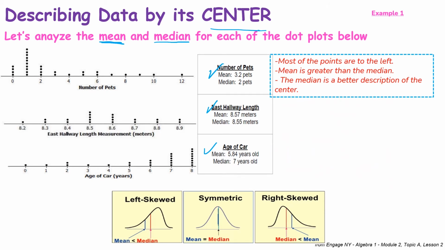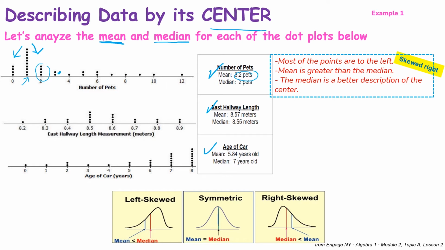Most of the points for this first graph are to the left, so we can see that right here. It's to the left. The mean is greater than the median. The mean is 3.2 and the median is 2. Therefore, the median is a better description of the center. So if you notice here, the median is 2. The mean would be 3.2, so it would be somewhere over here. All right, and so the median would be a better description of the center because the center is about right here.